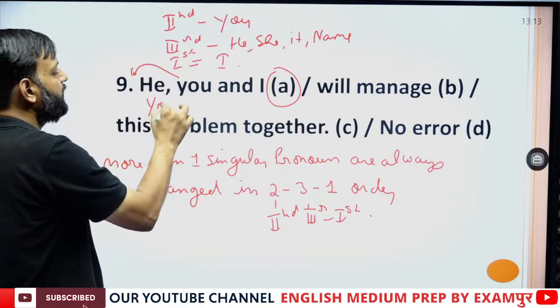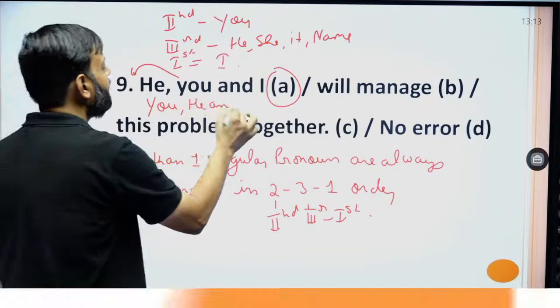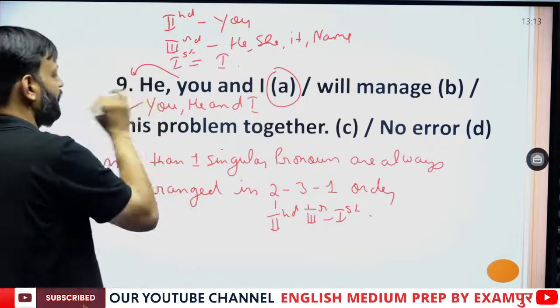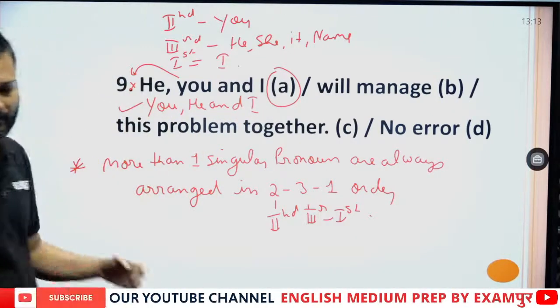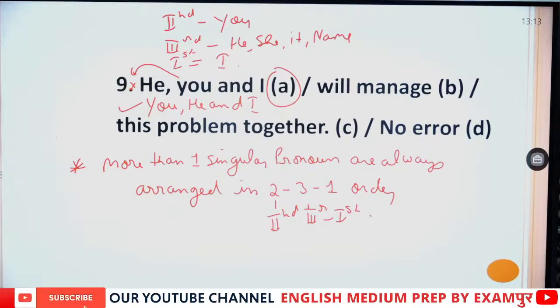So the sequence would be you, he and I. This would be the correct sequence. This sequence is wrong. So the error is in the first part.